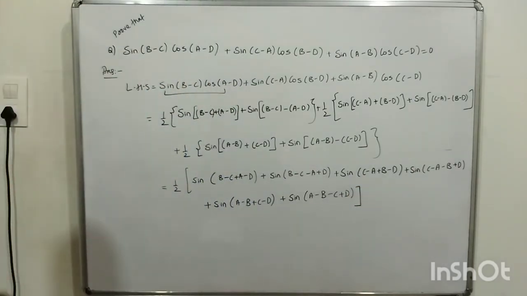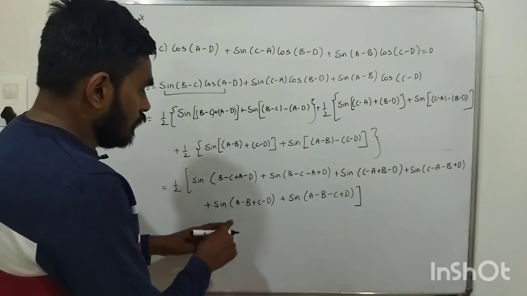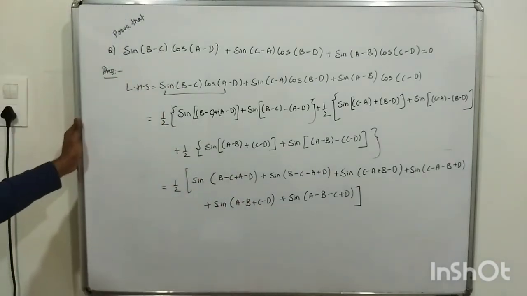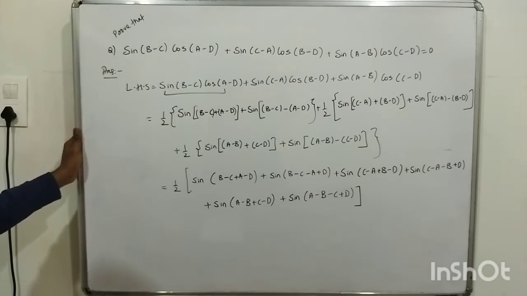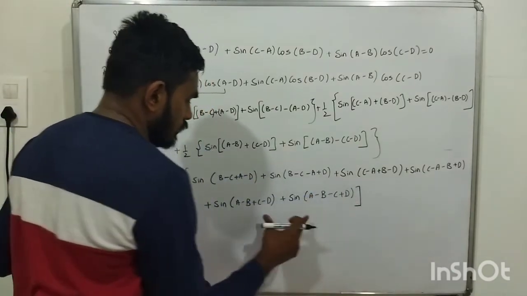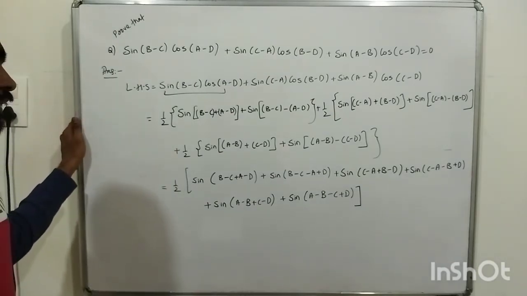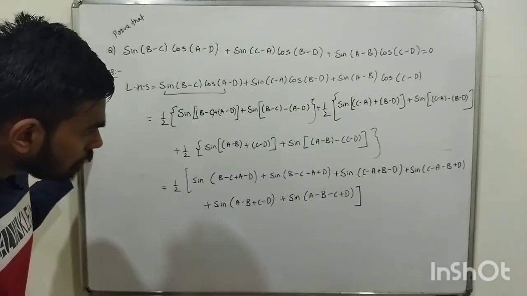Next, just see now where you get opposite signs. How many terms are there? 2, 4, and 6, so 6 terms are there. Just see where you get opposite signs. Sin(b minus c plus a minus d).